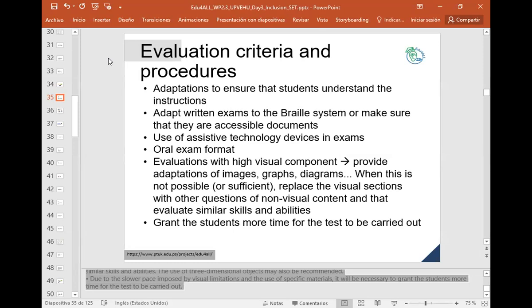In the case of evaluations that contain a high visual component, provide adaptations of images, graphs, and diagrams. When this is not possible, or sufficient, it will be necessary to replace the visual sections with other questions of non-visual content that evaluate similar skills and abilities. The use of three-dimensional objects may also be recommended. Due to the slower pace imposed by visual limitations and the use of specific materials, it will be necessary to grant the students more time for the test to be carried out.